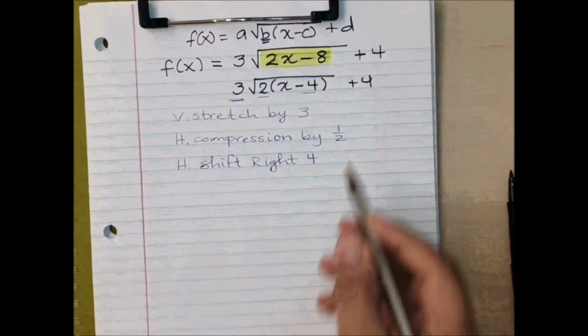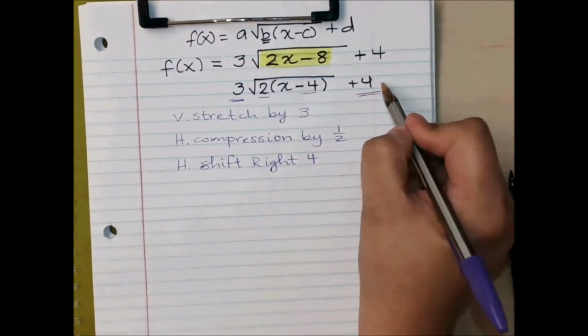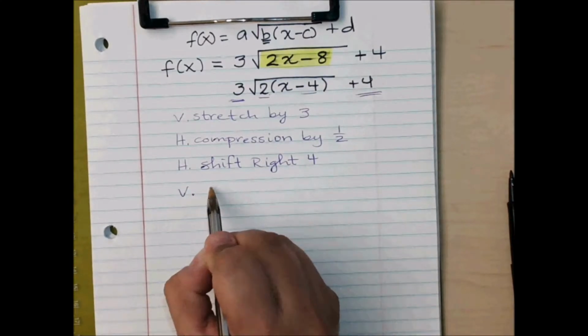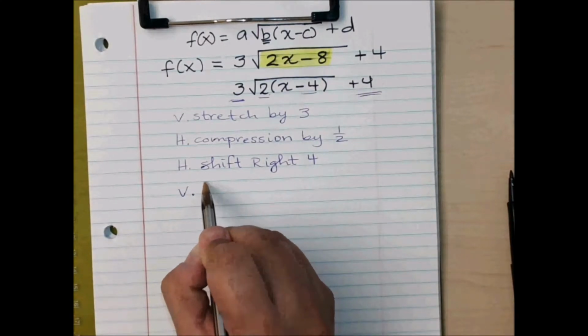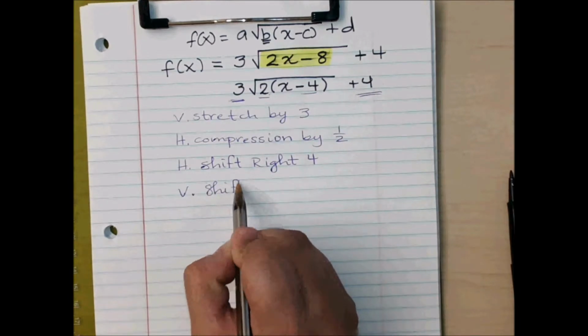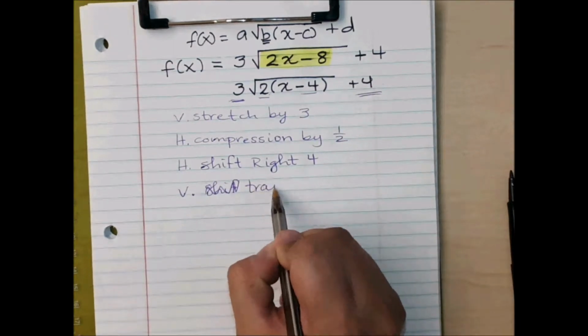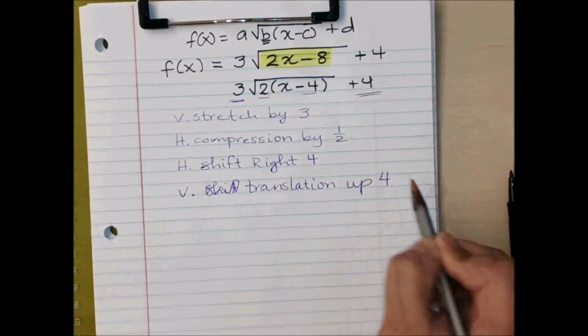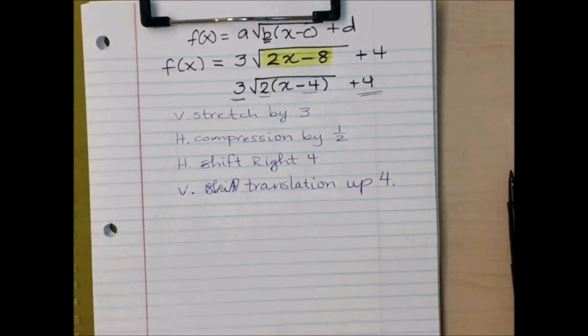And then the last one is here. It's on the outside, so it's vertical, and that's a vertical shift or translation. I'm going to say translation. I like that word better. So it's a vertical translation up 4 units. So you got to be careful.